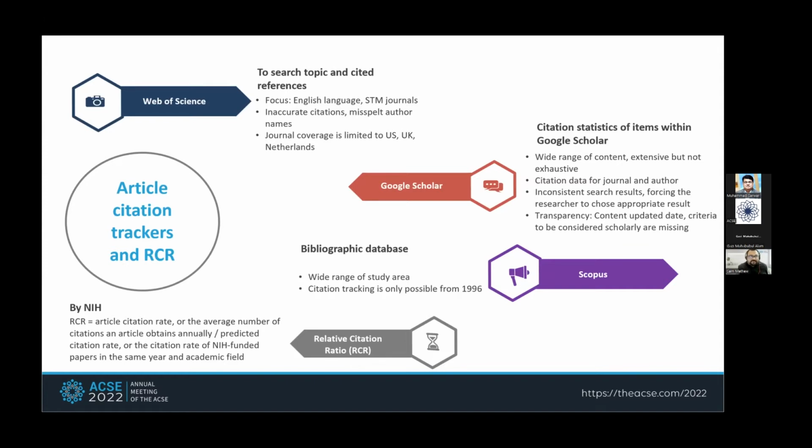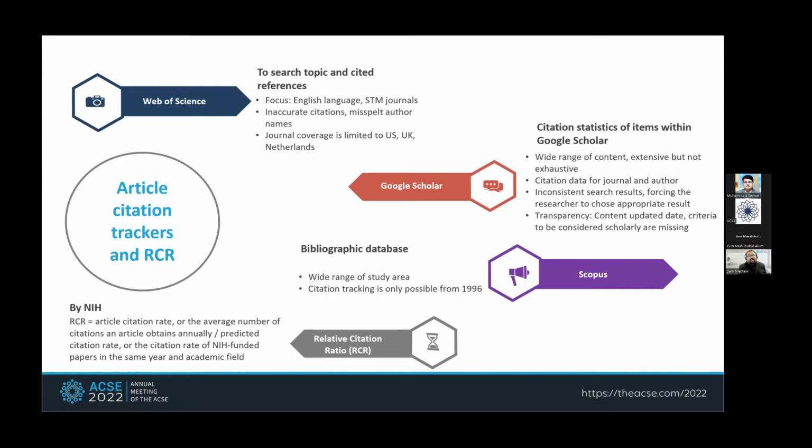Web of Science, which is a commercial product of Clarivate Analytics, is one of the widely used, and is supposed to be the more premier and prominent article citation tracker worldwide. At the same time, it has lots of inaccurate citations and the author names are misspelled. So Web of Science has a lot of disadvantages.